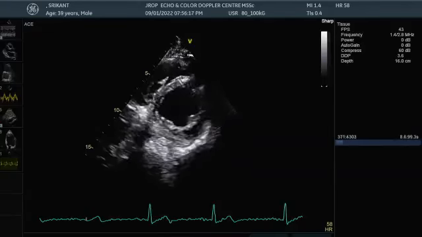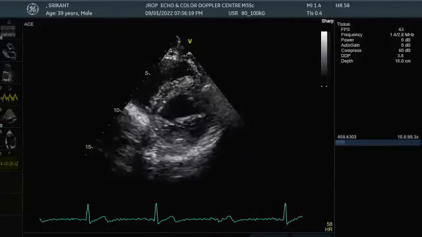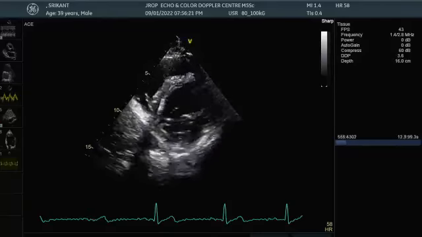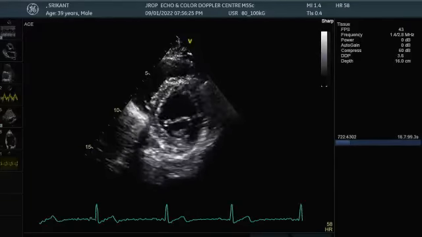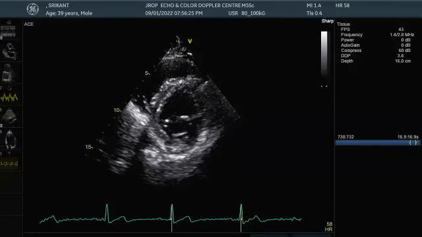Okay, sir. Thank you. I'll go to the papillary muscle and gradually come down to the mitral valve. Now you can see the mitral valve opening very well over here. It's here. So will you please calculate for me?